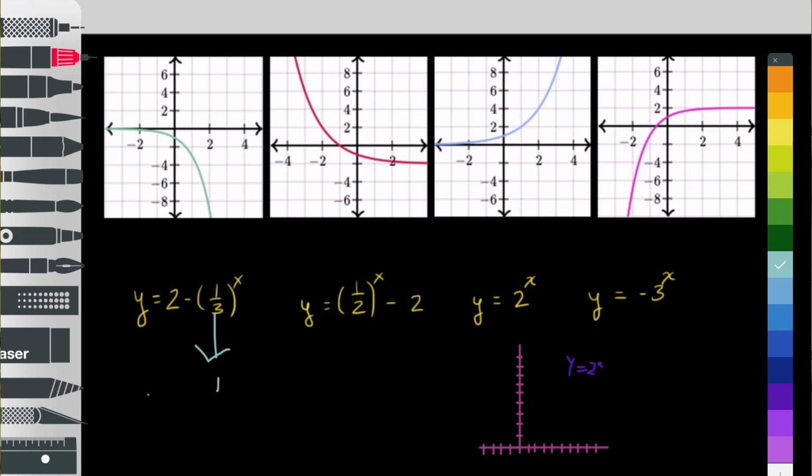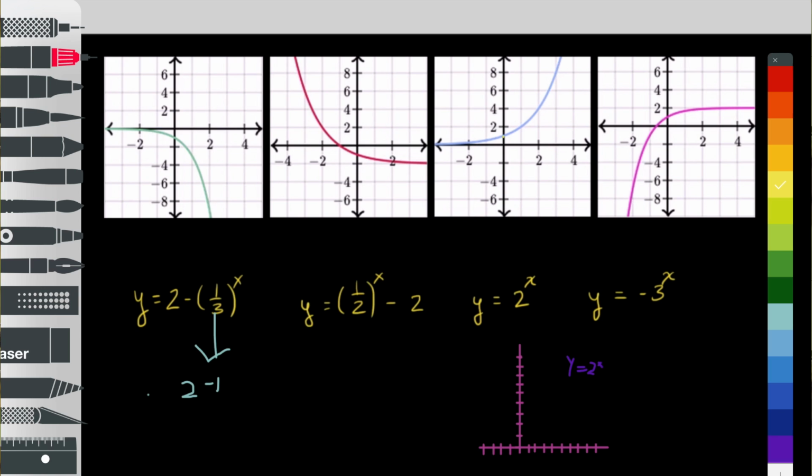2 minus 1. So y equals 2 minus 1, or y equals 1. So when x is 0, y is 1. So it's either this graph or this graph.